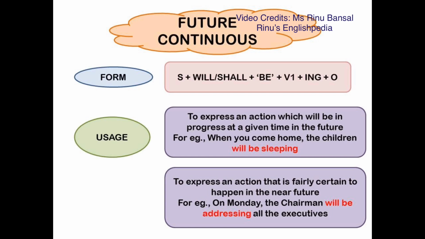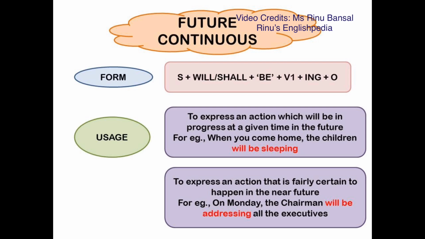We now come to the future continuous tense. It is written in the form subject plus will or shall plus the verb be plus first form of the verb plus ing plus the object. It is used to express an action which will be in progress at a given time in the future. For example, when you come home, the children will be sleeping.